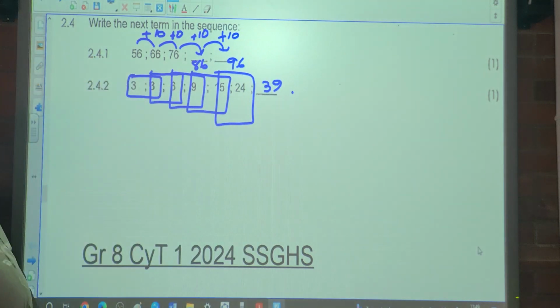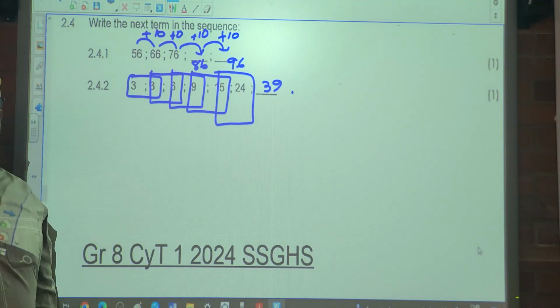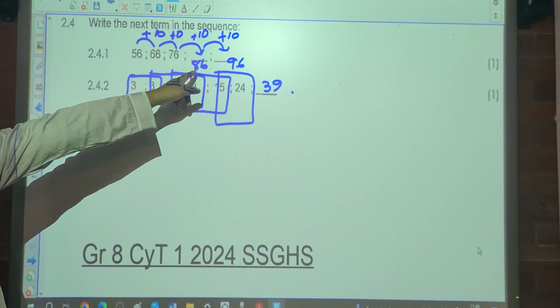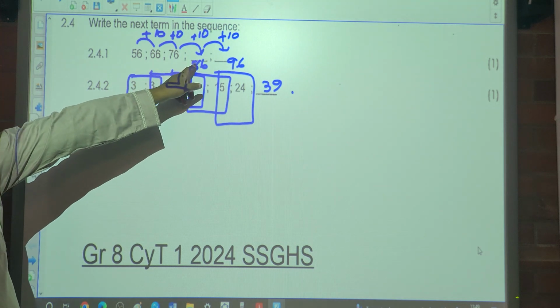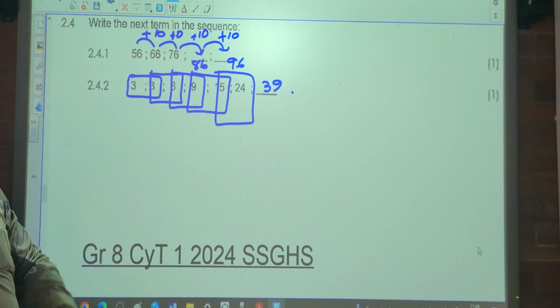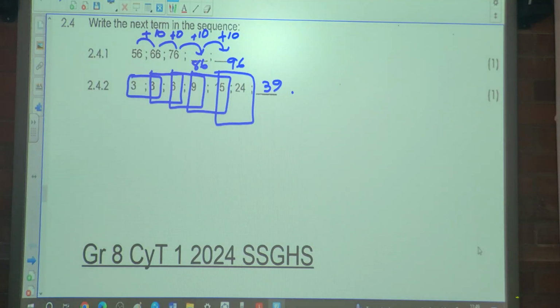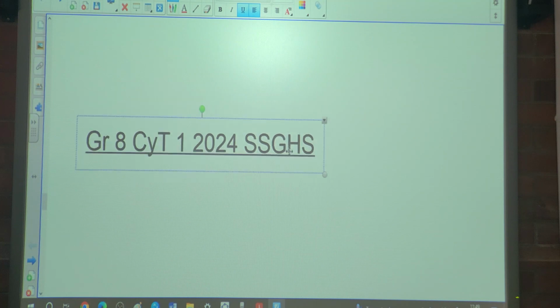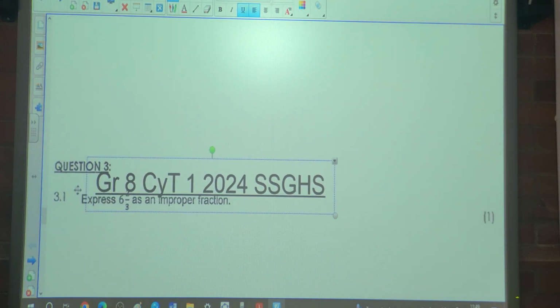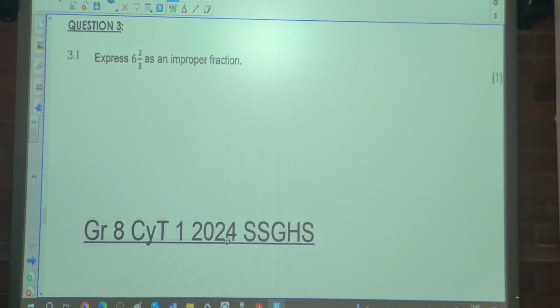For 2.4.1, what are we supposed to do for the next two terms? Because it says write the next term. If you only wrote 86, I gave you the mark. Those were the three terms that were provided. If you left out that 96, I gave you the mark, so you see the pattern. And the instruction is contrary to what you have given me.